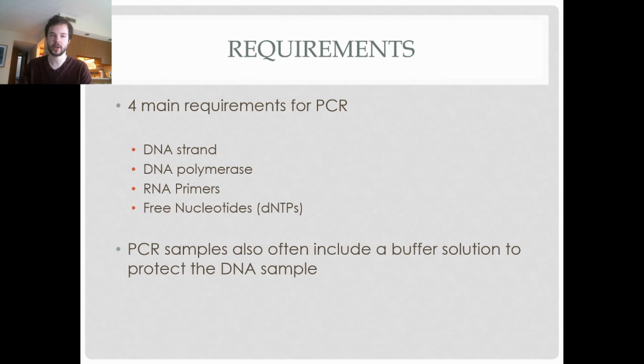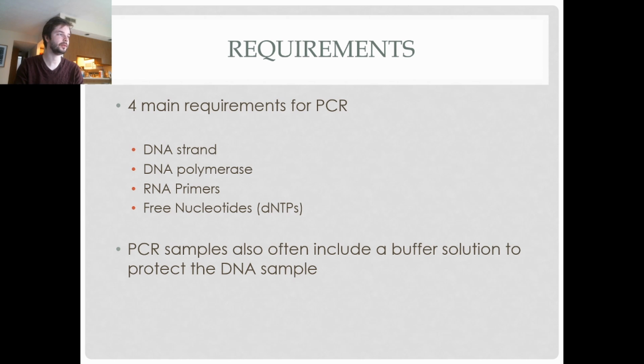RNA primers. We talked about this when it came to replication. You have to have primers when you copy DNA because the primers will tell you where to start copying. If you don't have a starting point, you can't start. So you have to have primers in there. If there are no primers, then you cannot start copying at all.